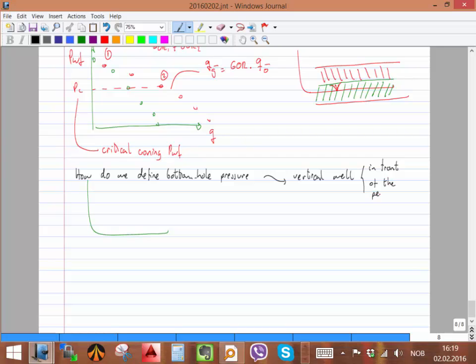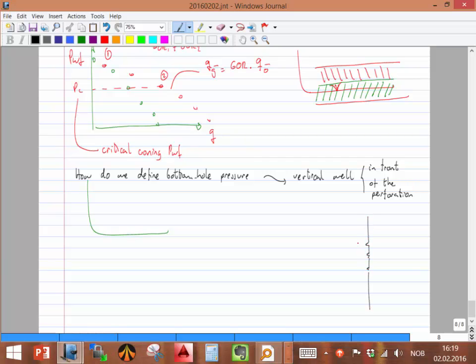But if the perforations are very long, let's say this is, I don't know, 100 meters, so where are we going to take this famous bottom hole point? Is it going to be here? Here? Here? Where? Okay. Usually we take it at the last point where there is no more intake of flow.